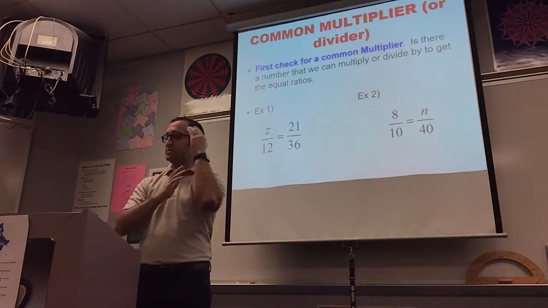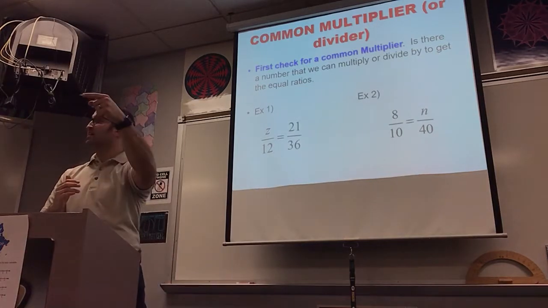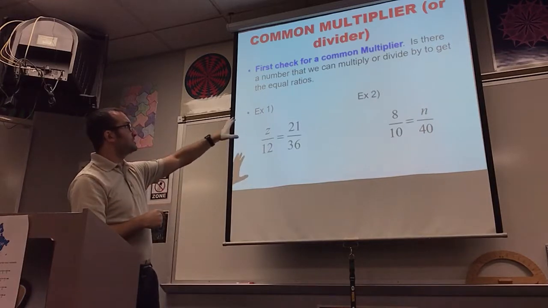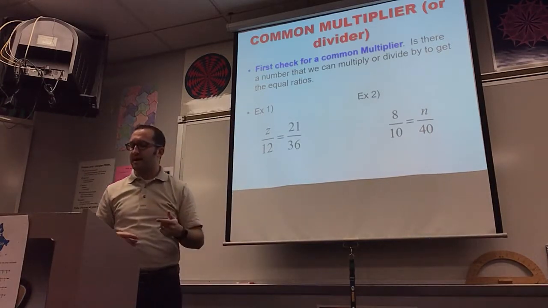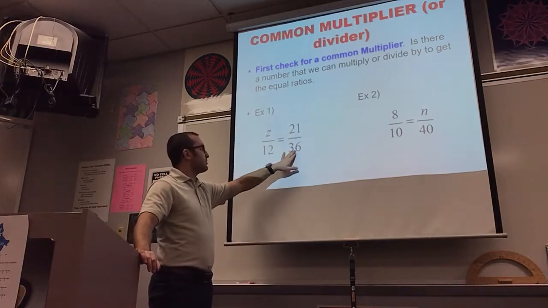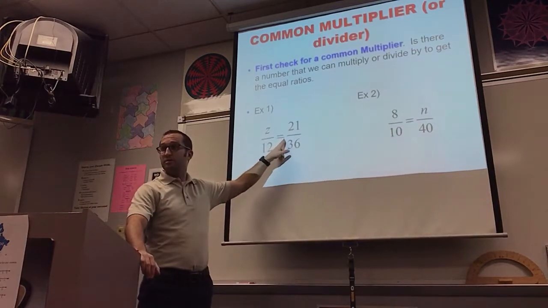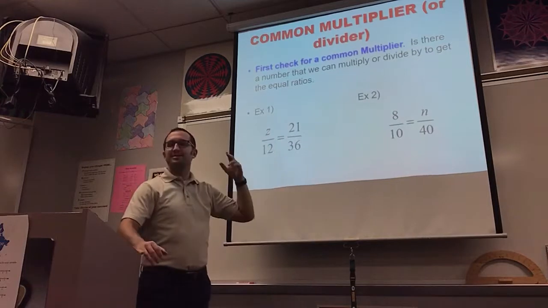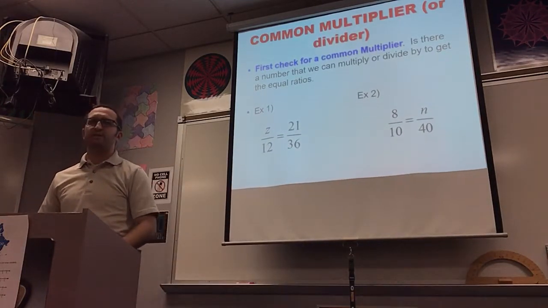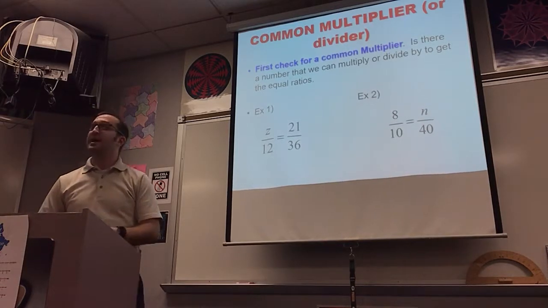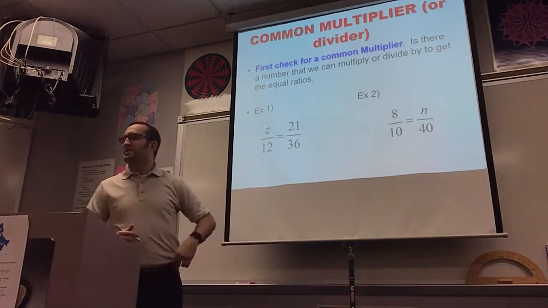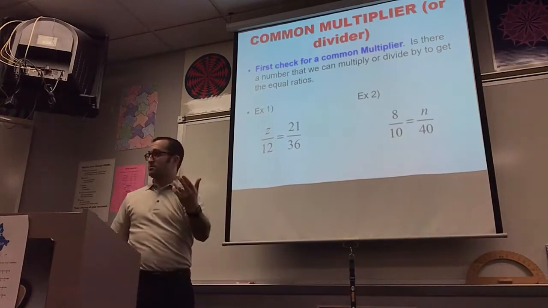So first we want to check to see if there's a common multiplier or divider. When we look at these problems, we want to see, is there a number that we can multiply or divide to get the ratios equal, to get the equal ratios? So here we've got a ratio here and a ratio here. We know they're equal. So we have to figure out what is the value of z. I think many of you might be able to just look at this one and figure out what it is, because in your head, you're able to figure out the multiplier or divider. In this one, we're actually going to be using a divider.